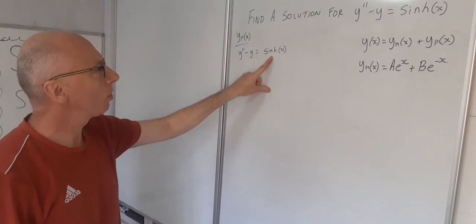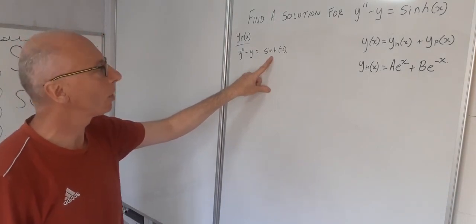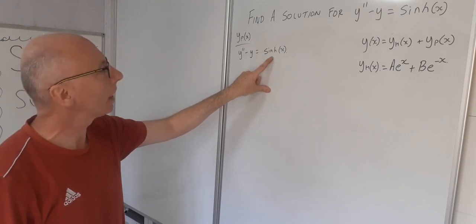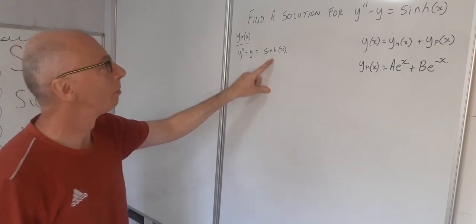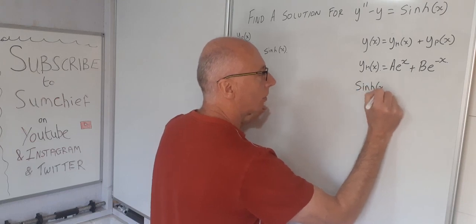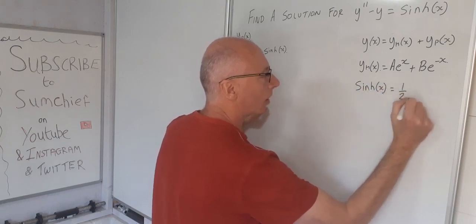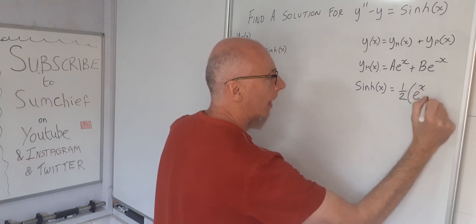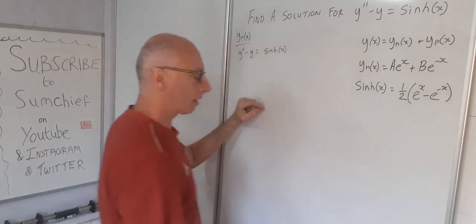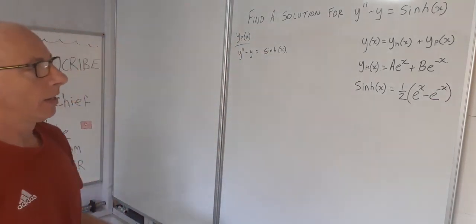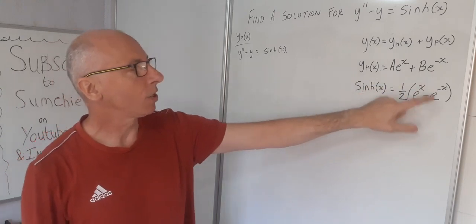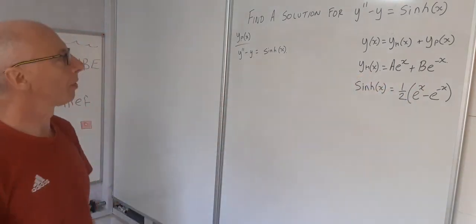Now I'm going to use the system of corresponding coefficients. So for sinh of x, I need to translate that into the exponential form. We know the identity for sinh of x equals 1/2 times e to the x minus e to the minus x. So now we can see we've got matching terms here for sinh that we can make use of.